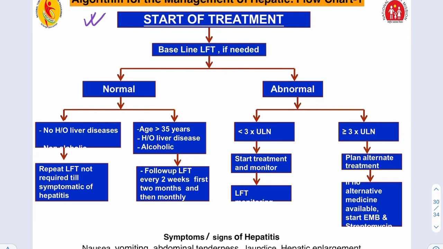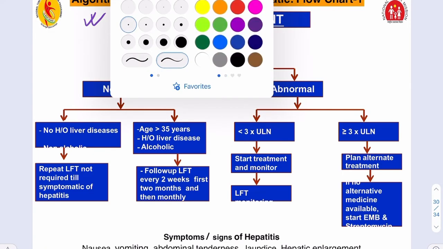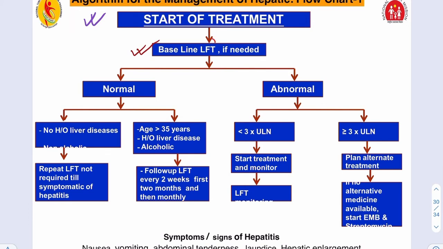So in this flowchart, let's see the management of tuberculosis if the LFT is deranged from the baseline. Before starting anti-tubercular drugs, we need to find out how the liver function test is at baseline, and for that we need to do a liver function test. If the liver function test is normal and there is no history of liver disease and the patient is non-alcoholic, then repeat LFT is not required till the patient is symptomatic of hepatitis.